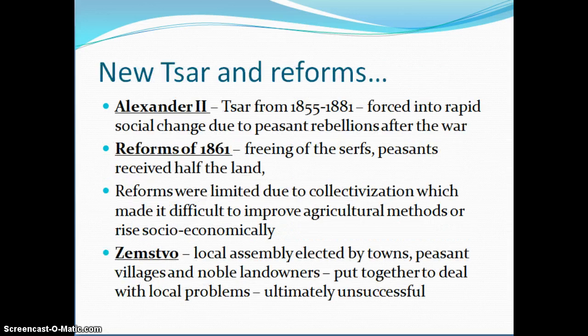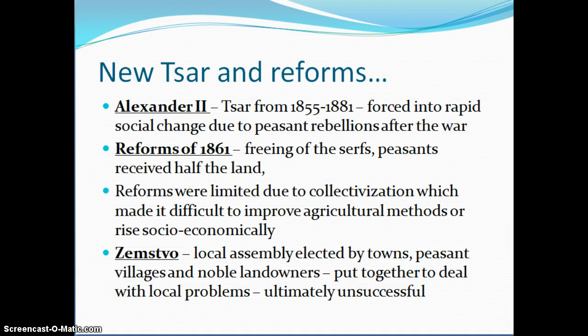Alexander II becomes Tsar. He's Tsar from 1855 to 1881, and he is forced into, as I just mentioned, this rapid social change due to peasant rebellions after the war. You'll notice that after this war, we'll talk about another war in a couple of minutes with Japan. These are seen as weak points for the government, and we will find rebellion and uprising that happens in an effort to make change. The reforms of 1861 are very significant.